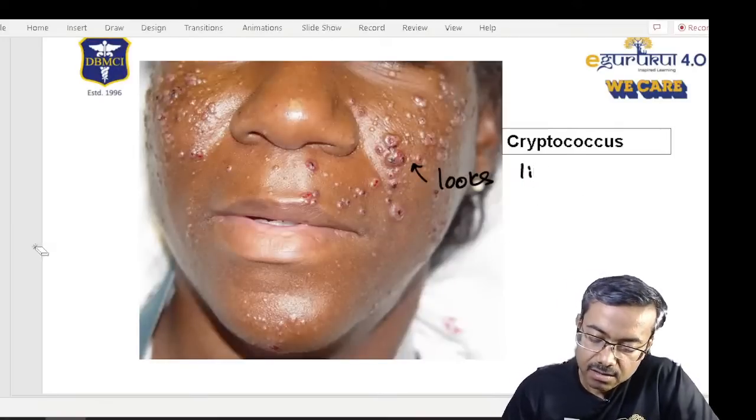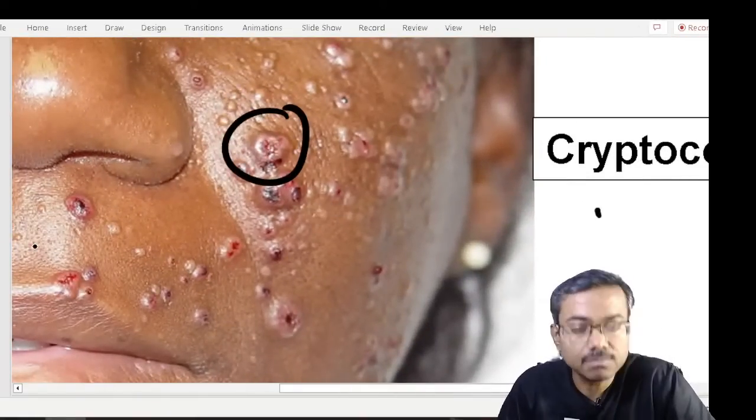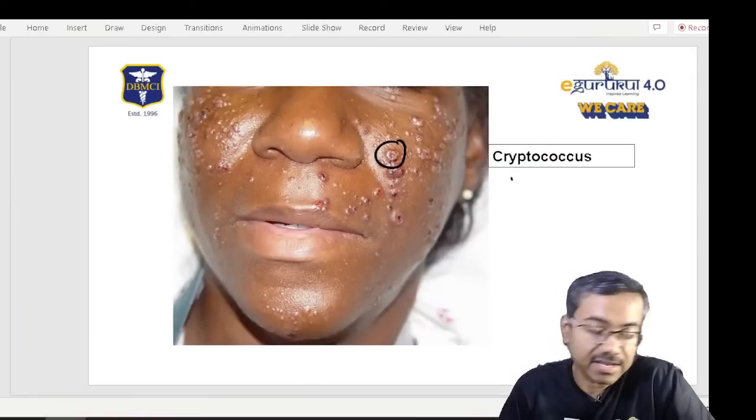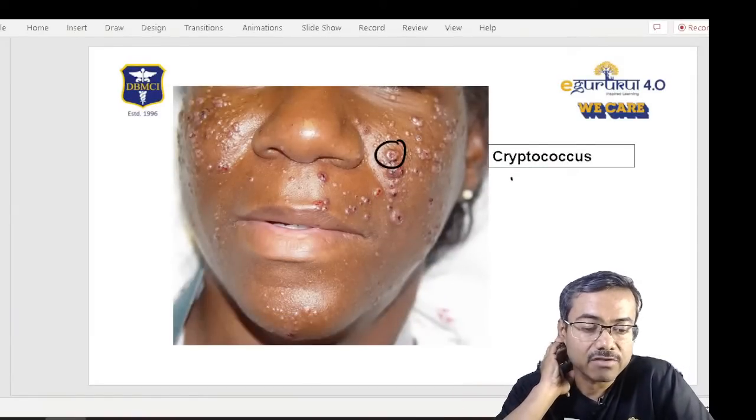And this looks like umbilication. If you zoom in, can you appreciate the umbilication? It looks like molluscum, but if you have CNS involvement, neck rigidity or something of that sort, it is Cryptococcus neoformans, and you will isolate that from the CSF.